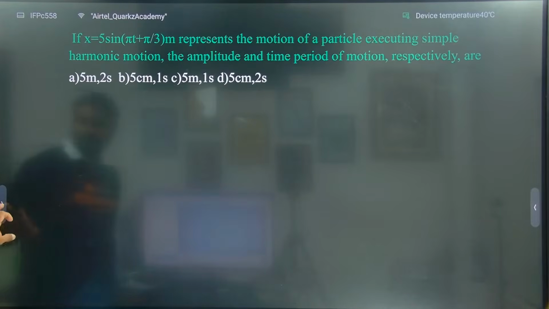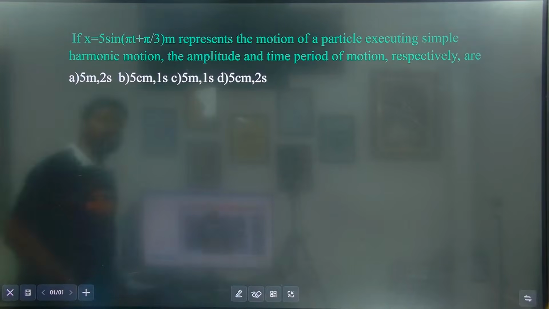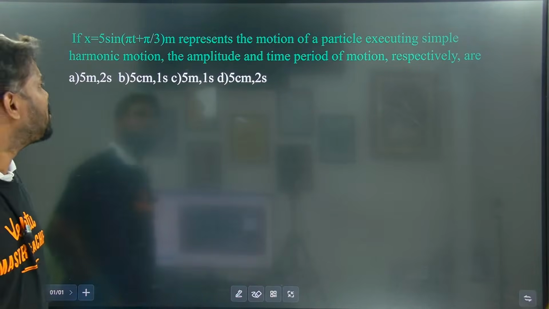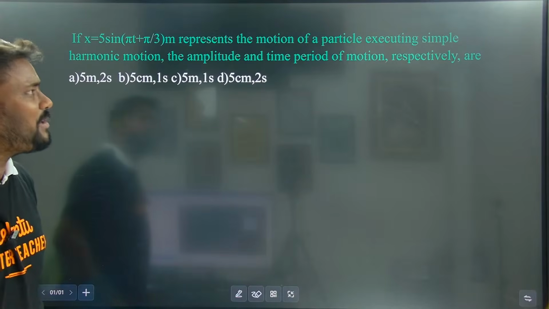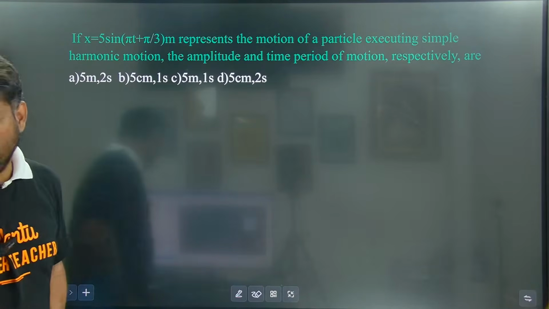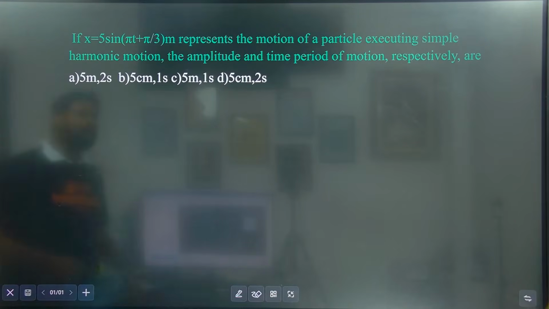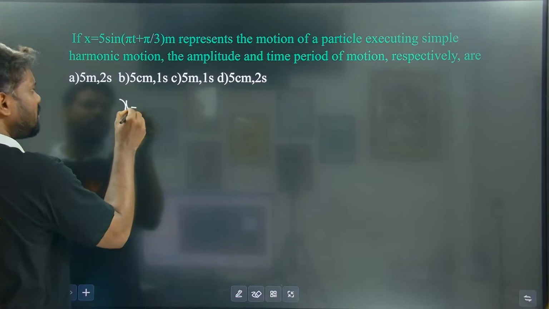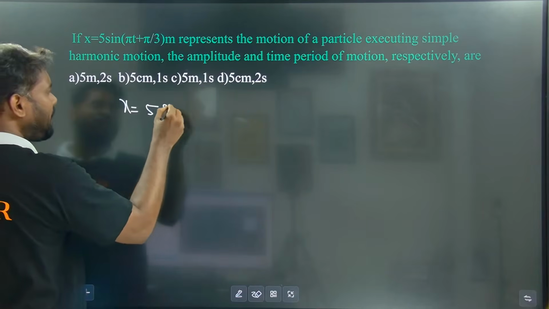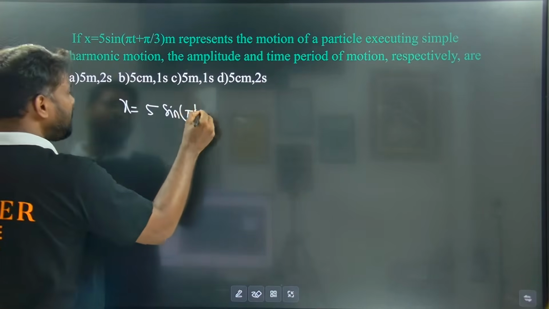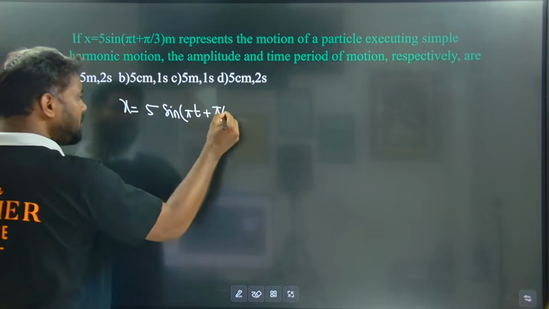Okay, next one is that. If x is equal to 5 sine pi t plus pi by 3 meter represents the motion of a particle executing simple harmonic motion, the amplitude and time period of the motion respectively, கேட்டிருக்காங்க. Amplitude and time period we have to calculate. Amplitude என்ன சொல்லலாம்? This is x is equal to 5 sine pi t plus pi by 3.